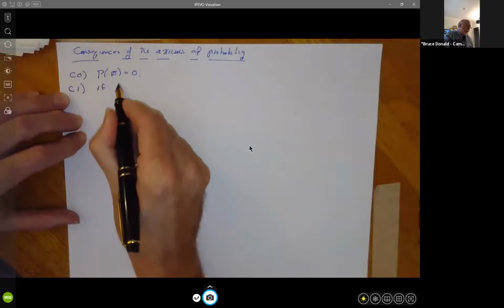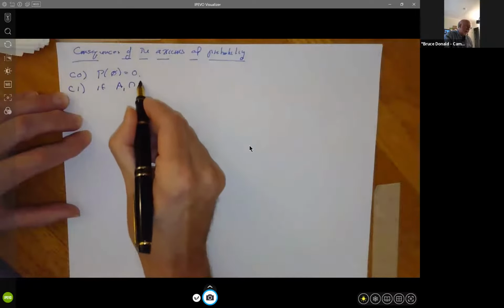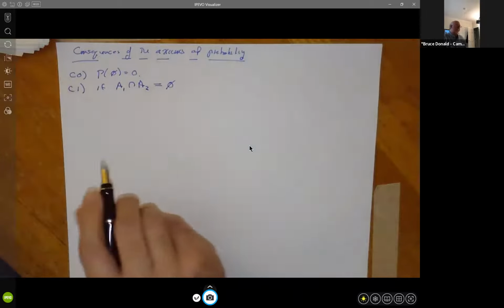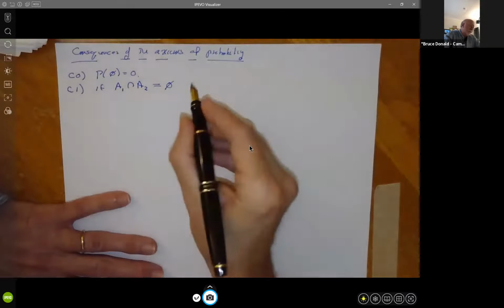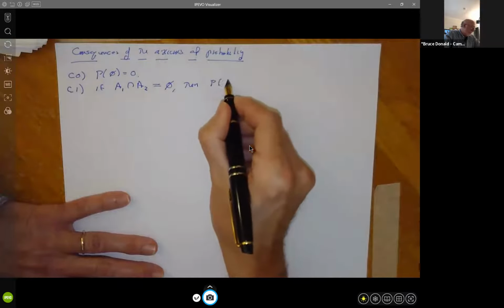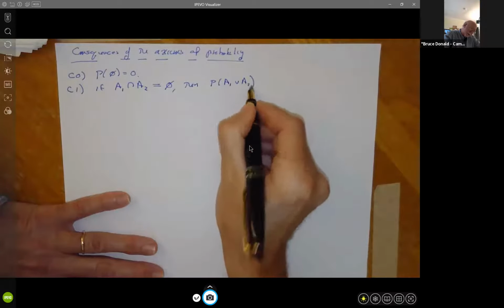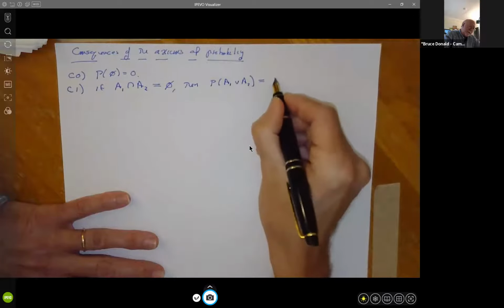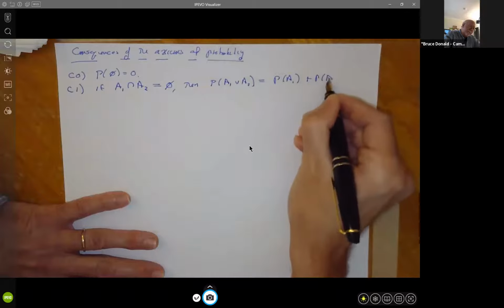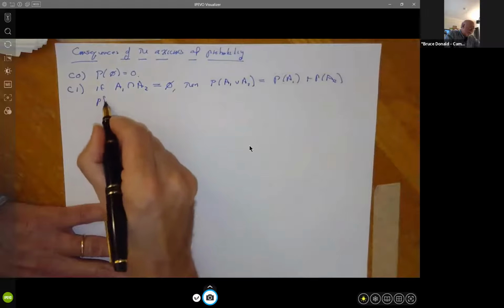How about C1? So suppose I have two events or sets. They're obviously subsets of the outcomes, A1 and A2, and they don't intersect. So A1 and A2 are events, and they have no intersection. Then I can write that the probability of the union of those, that is, the union being one or the other occurring, is simply equal to the sum of the probability of the first plus the probability of the second. Let's just take a minute to prove that, see what we can do.